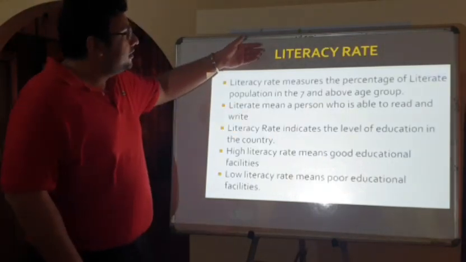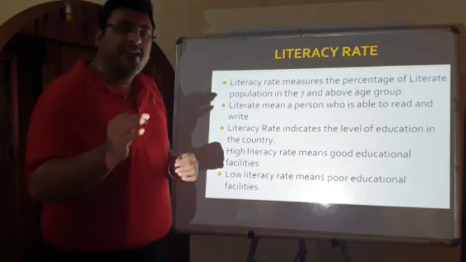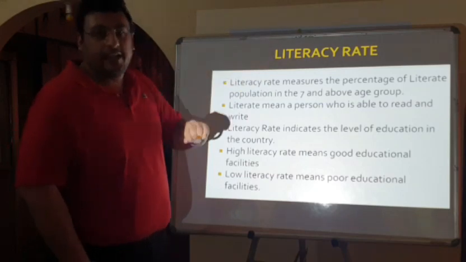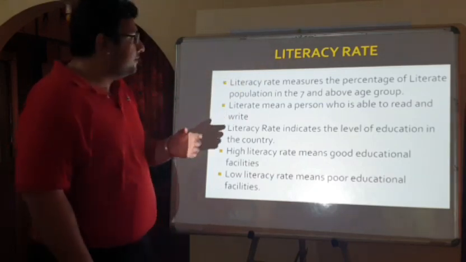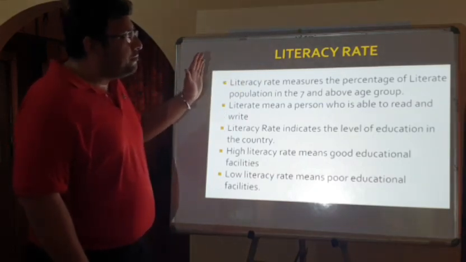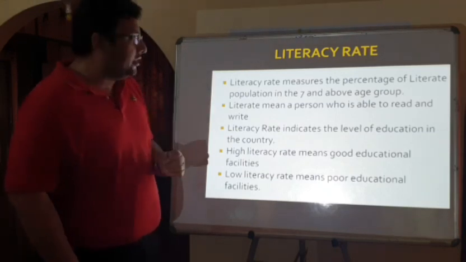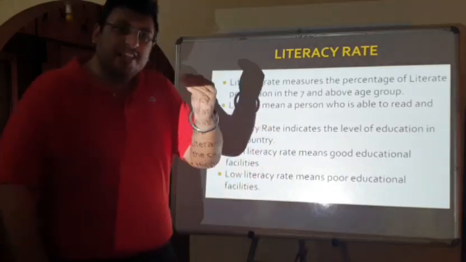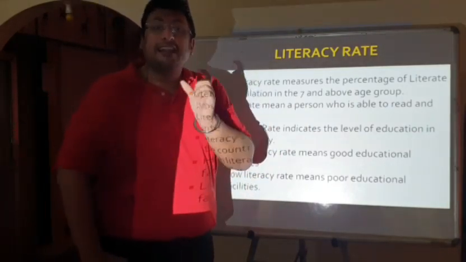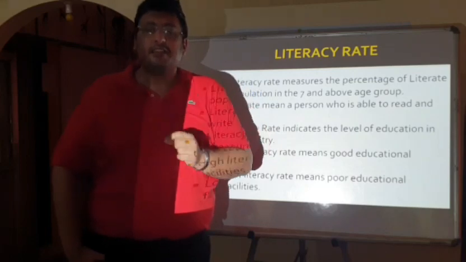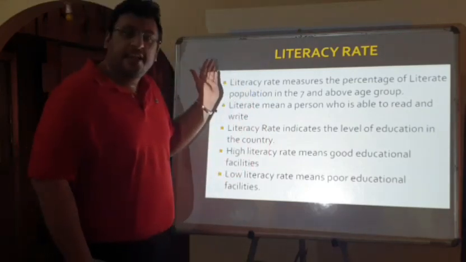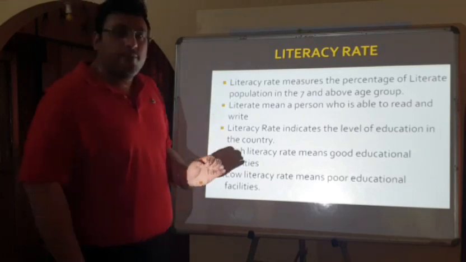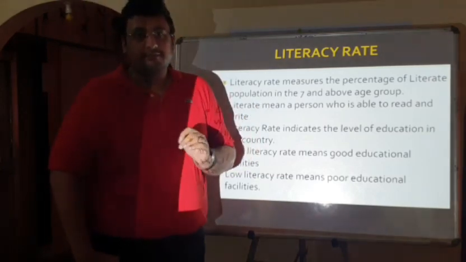The third aspect of comparing two different states or countries is the literacy rate. Literacy rate measures the percentage of literate population in the age of 7 and above. 7 years की ऊपर के बच्चों में या लोगों में लिटरेट कितने हैं, पढ़े लिखे कितने हैं, is what literacy rate measures. Literate means a person who is able to read and write.